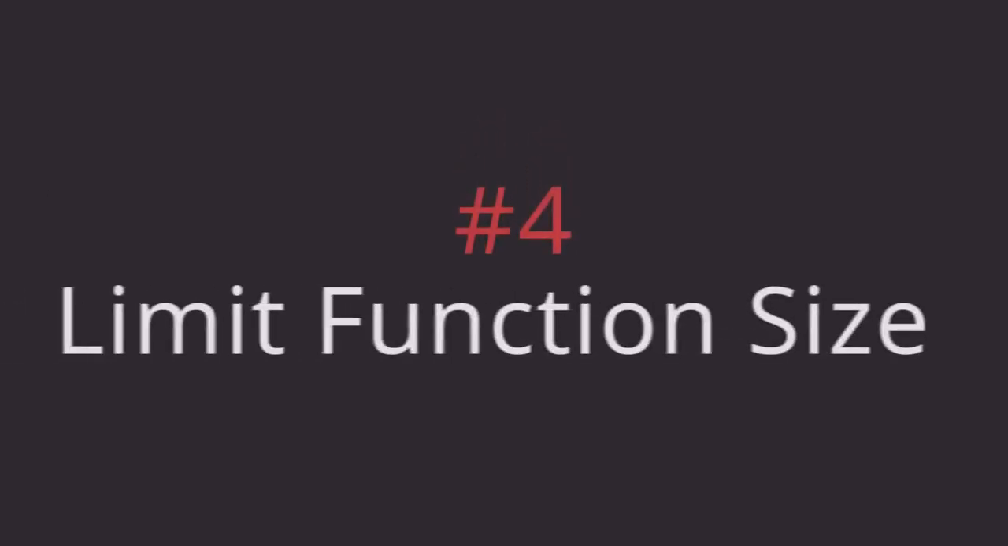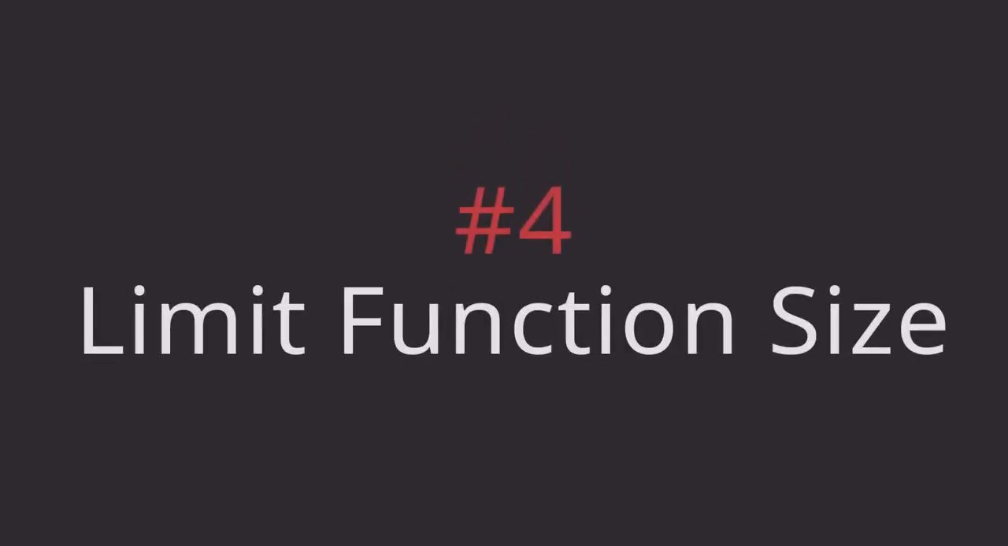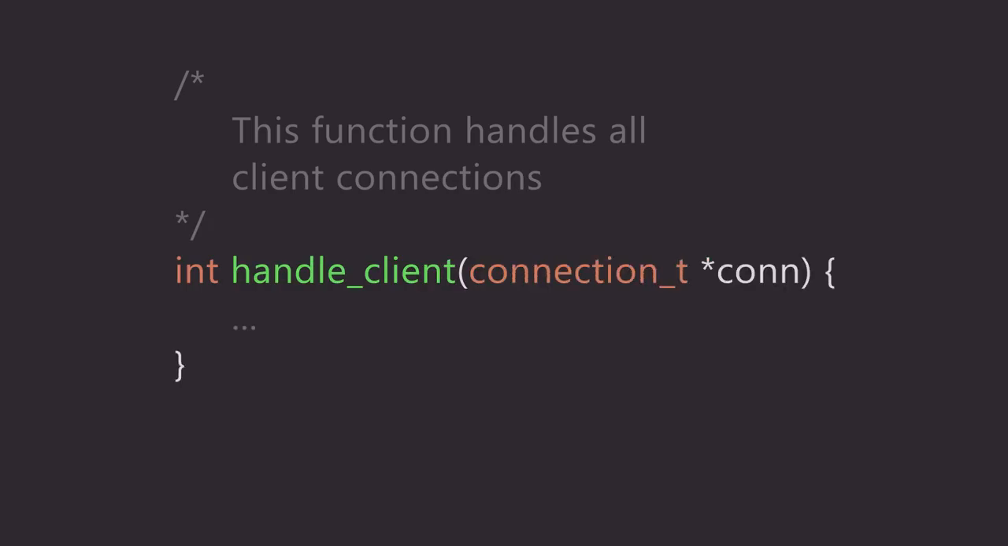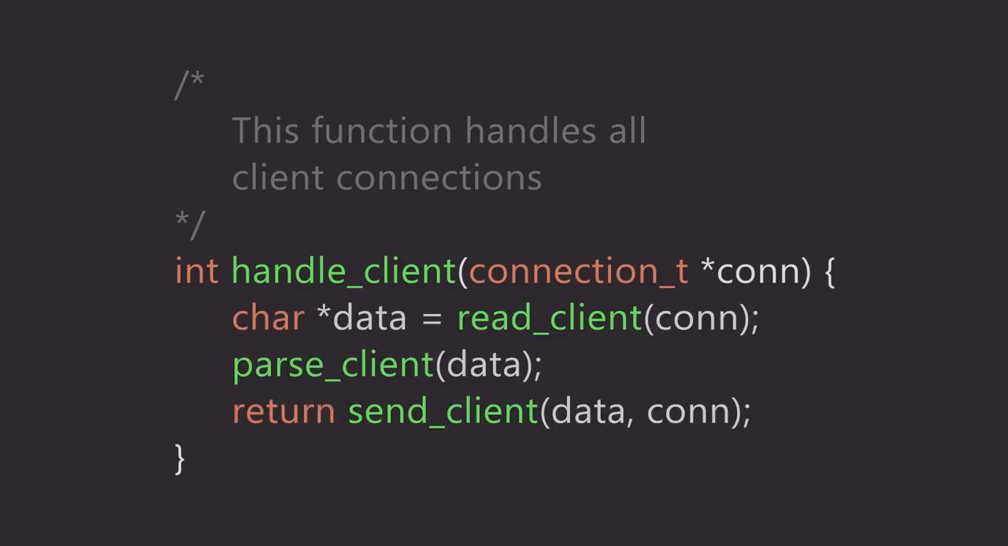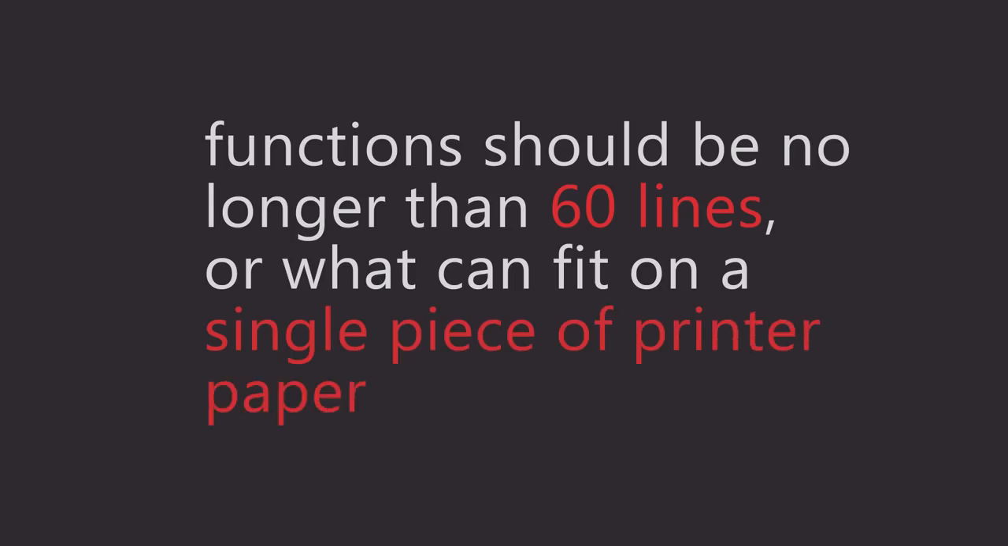The next rule seems a little pedantic, but it actually makes a lot of sense when you think about the implication. A function should do one thing. Now, the function may require multiple steps to do that thing, but the function should only perform a single action. To ensure this and to ensure that the code is readable, NASA recommends that functions should be no longer than 60 lines, or about the size of a piece of paper.